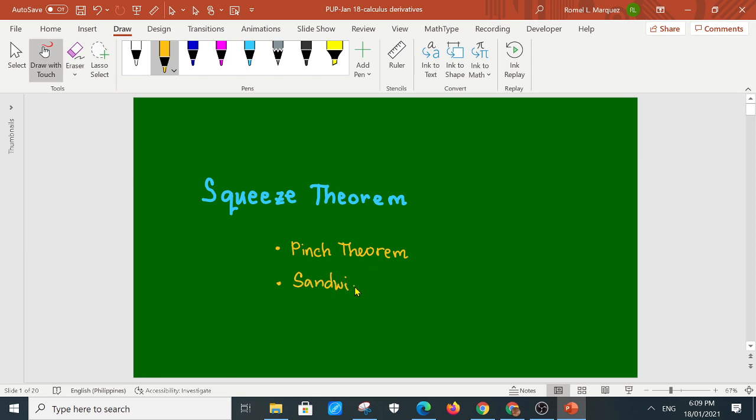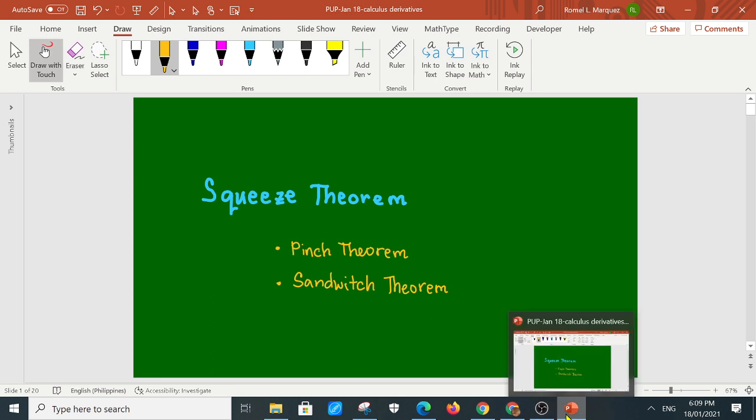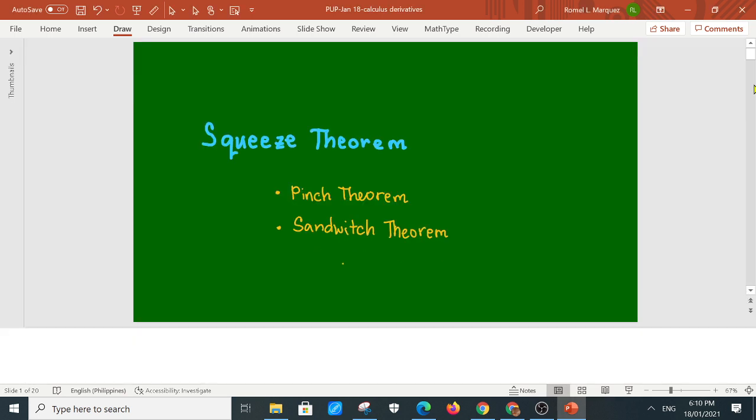If you're going to look at the sandwich theorem, how do we spell that? Sandwich. Is this how sandwich is spelled? Am I right, guys? So if you look at the terms, they have similarities, no? They talk about something that is in between, being pressed by two things. So what exactly is the Squeeze theorem? How is it stated?